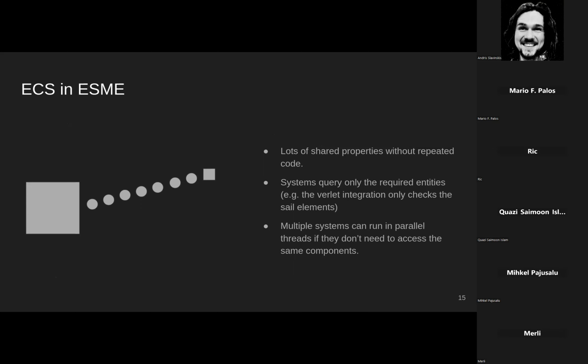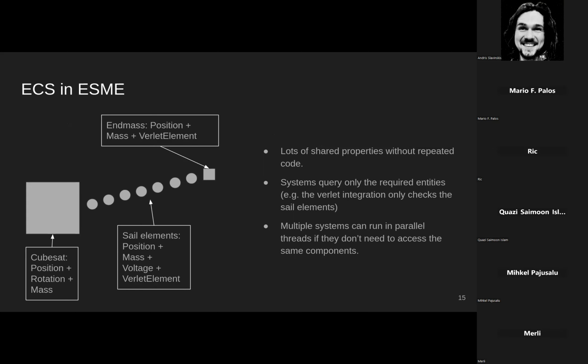And so there's a lot of shared code here, but some that is unique. For example, for the CubeSat, I add a position, a rotation, and a mass component, and I don't need anything else. For the sail elements, I add the position, but I don't need the rotation. I add mass and include the voltage, and also a verlet element component, which means that the verlet simulation of the rope will check this. And then for the end mass, same as the sail element, but without the voltage.